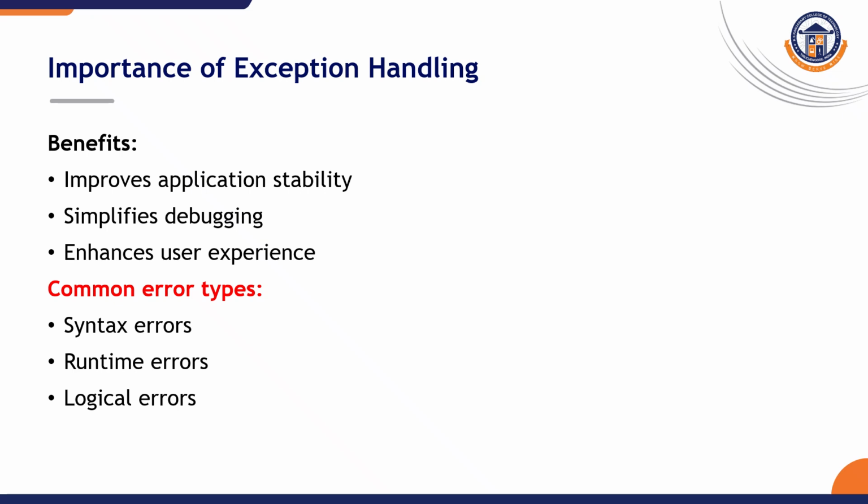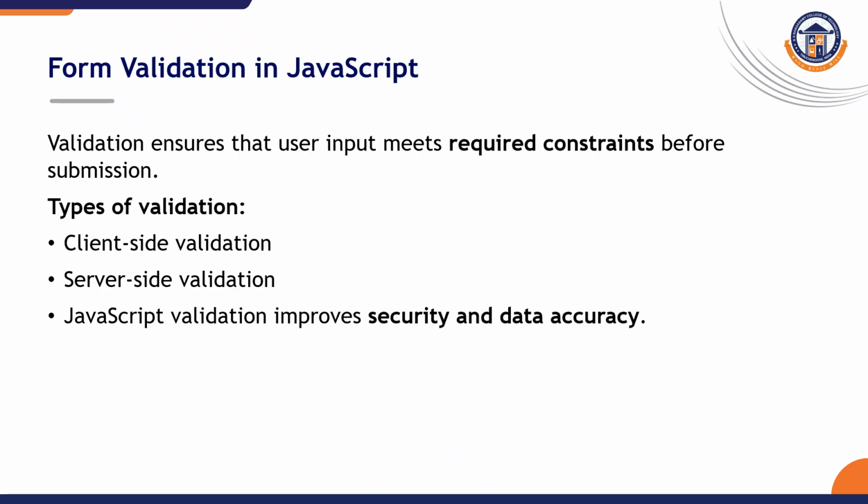Importance of exception handling. Benefits: it improves application stability, it simplifies debugging, and it enhances the user experience. Common error types: syntax errors, runtime errors, logical errors. Form validation in JavaScript. Validation ensures that user input meets required constraints before submission. Types of validation: client-side validation and server-side validation. JavaScript validation improves security and data accuracy.